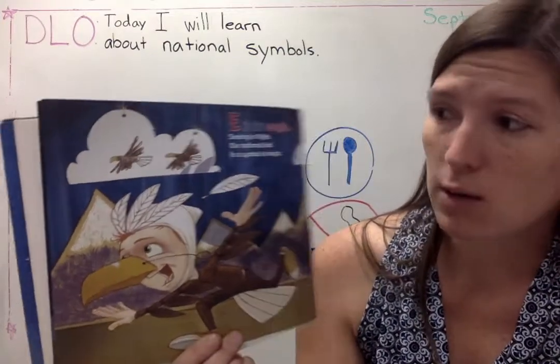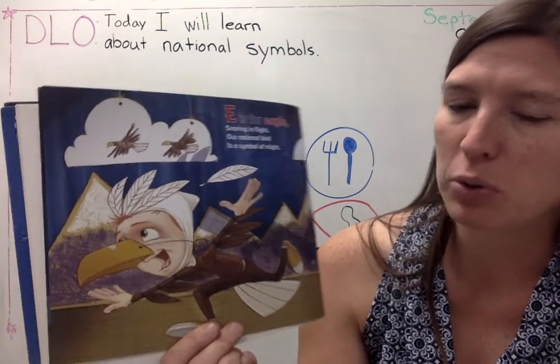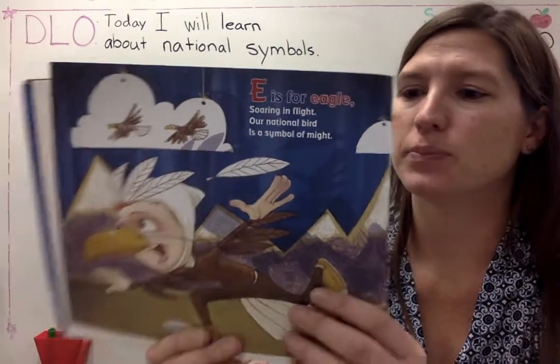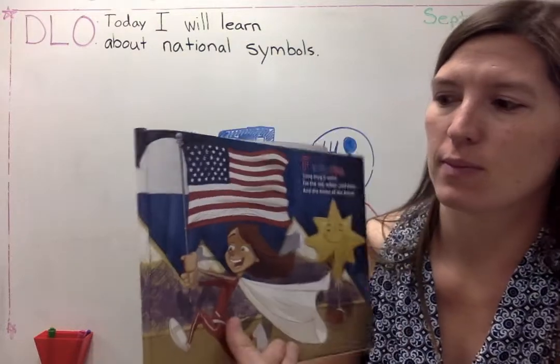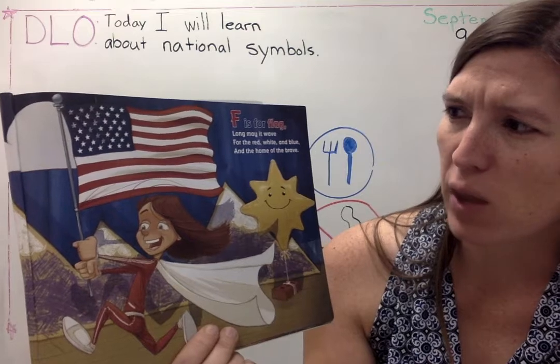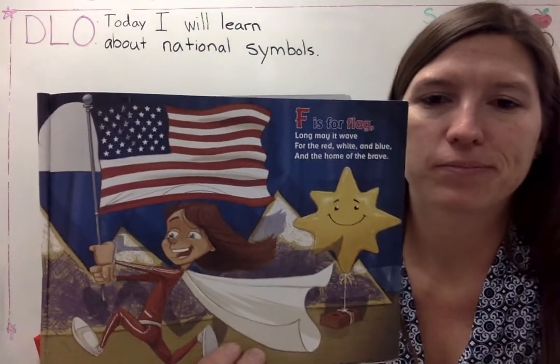E is for the eagle, soaring in flight. Our national bird is a symbol of might. The bald eagle. F is for flag. Long may it wave, for the red, white, and blue, and the home of the brave.